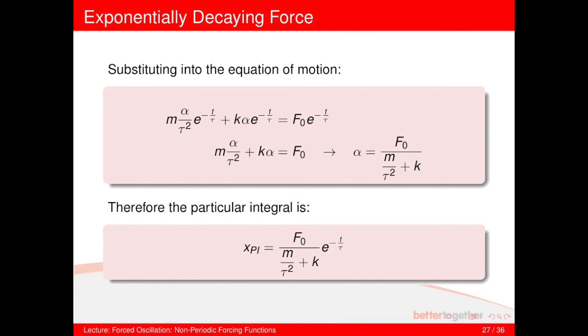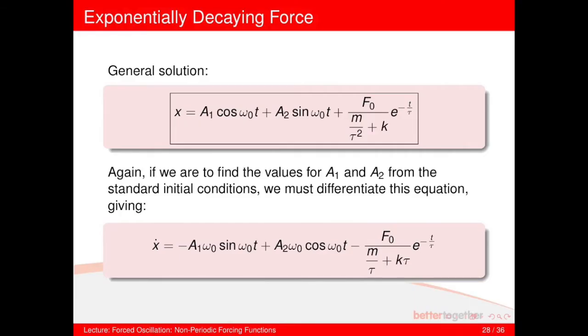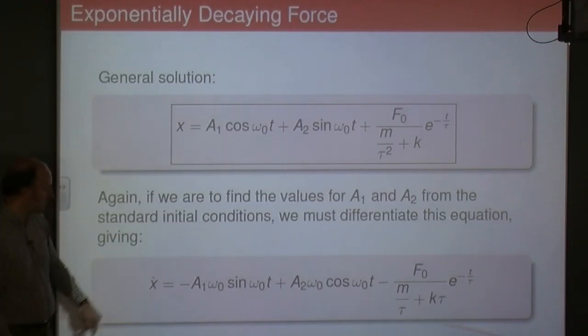So our particular integral: we take our alpha term and plug it back into our trial function, and you end up with this. Our general solution will look like that. There again is our complementary function, which is the free oscillation, and then we have your alpha term times the exponential. Let's apply initial conditions again. Initial rest conditions. So there's our general solution, and there's the first derivative.